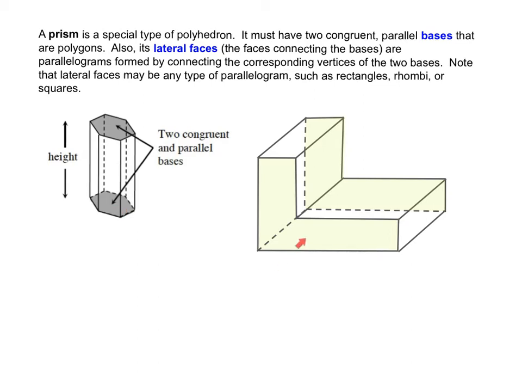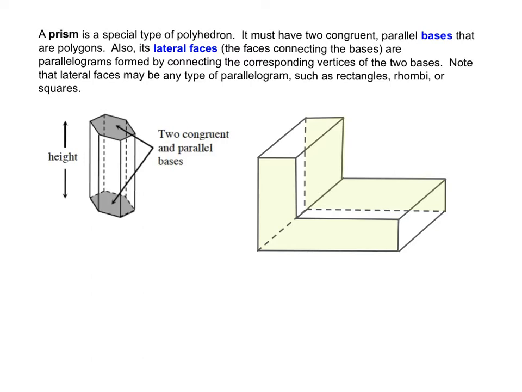When we look at the other shape here, the two highlighted sides are the bases. Now, a lot of times when we hear the word base, we think of bottom. But the base is not always going to be the bottom. The base is going to be the two parallel, congruent polygons, which is what we have highlighted here.